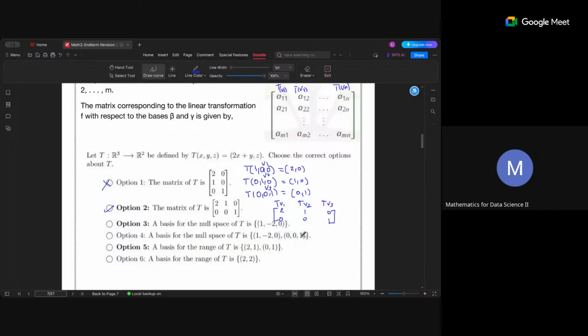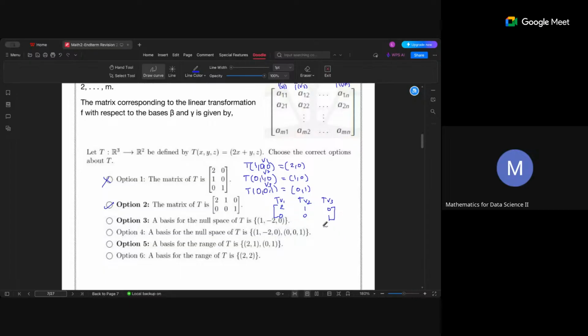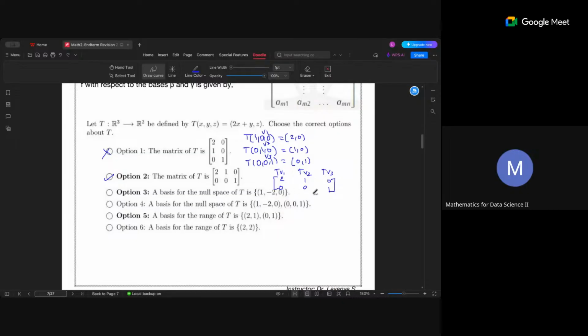Now, a basis for the null space of T. What is the basis for the null space? We have to find it. This is the matrix you have. You can look at the transformation straight away to find the null space. Assume T of x comma y comma z equals 0, which means 2x plus y comma z is equal to 0 comma 0, which means 2x plus y is equal to 0 and z is equal to 0. So it means what?